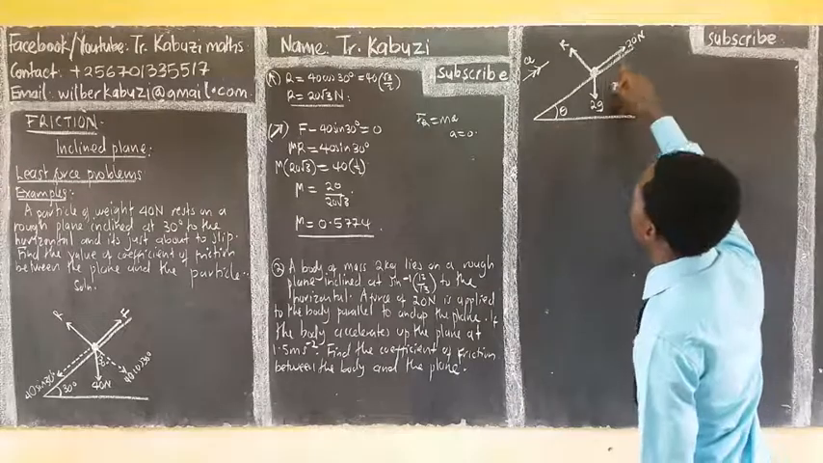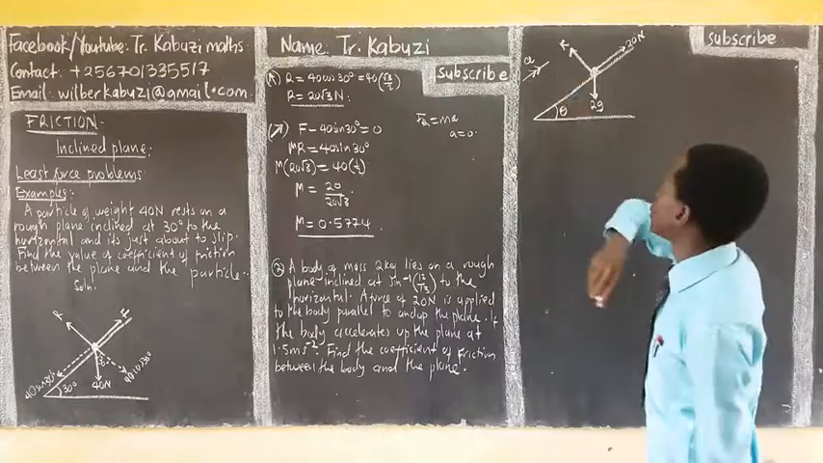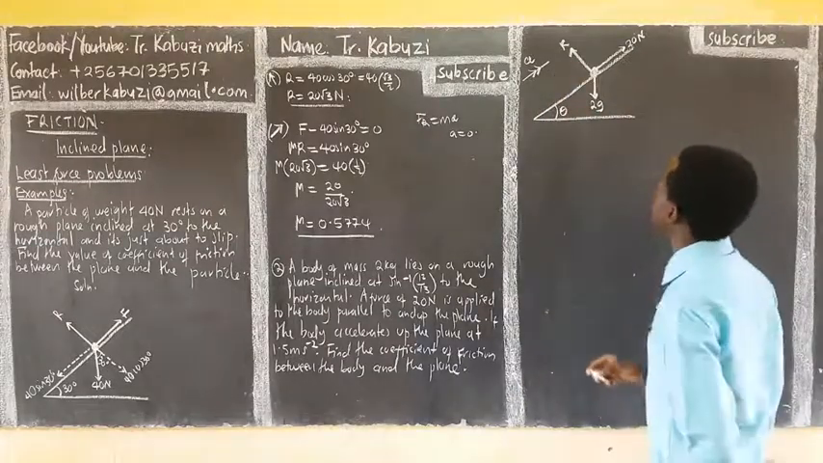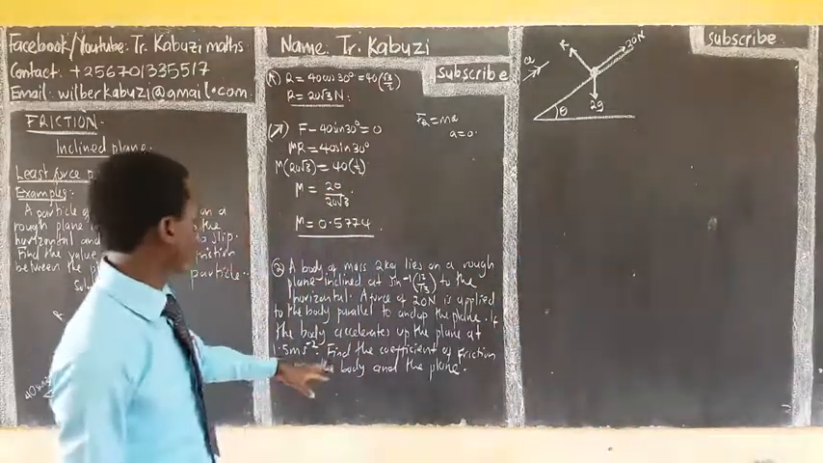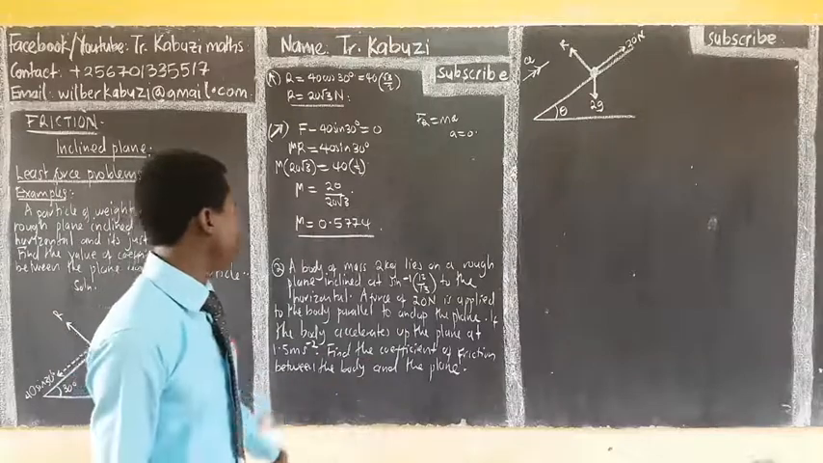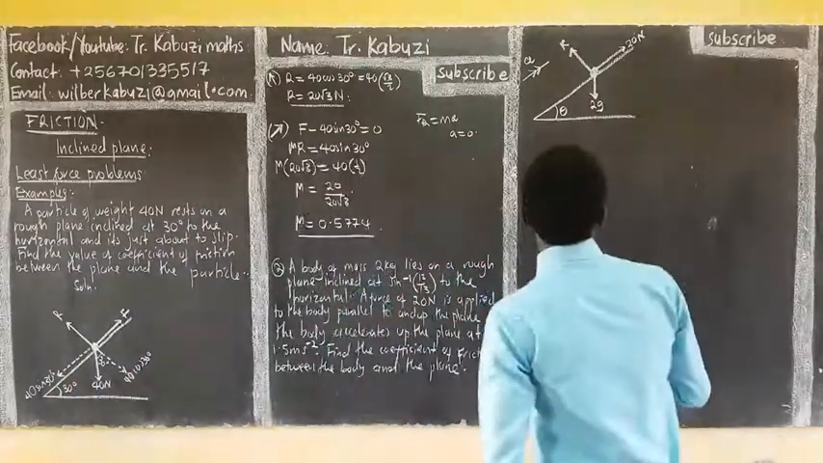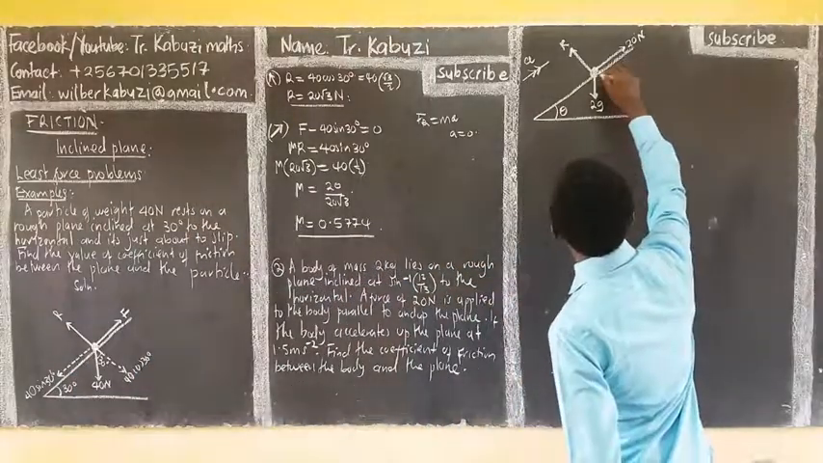So if you are going up, friction is always opposite to the acceleration. I think you know that. Okay, so the acceleration is given there. Find the coefficient of friction between the body and the plane. So after that, we first resolve this.